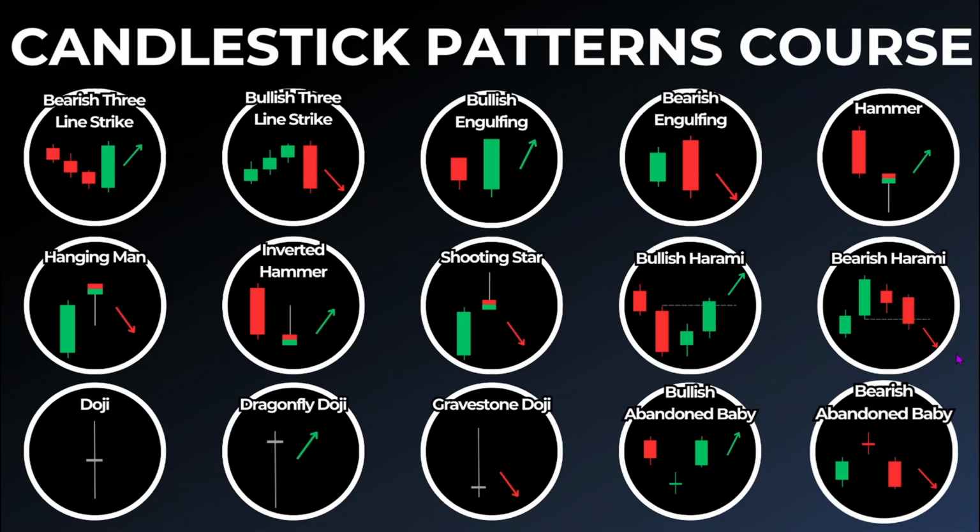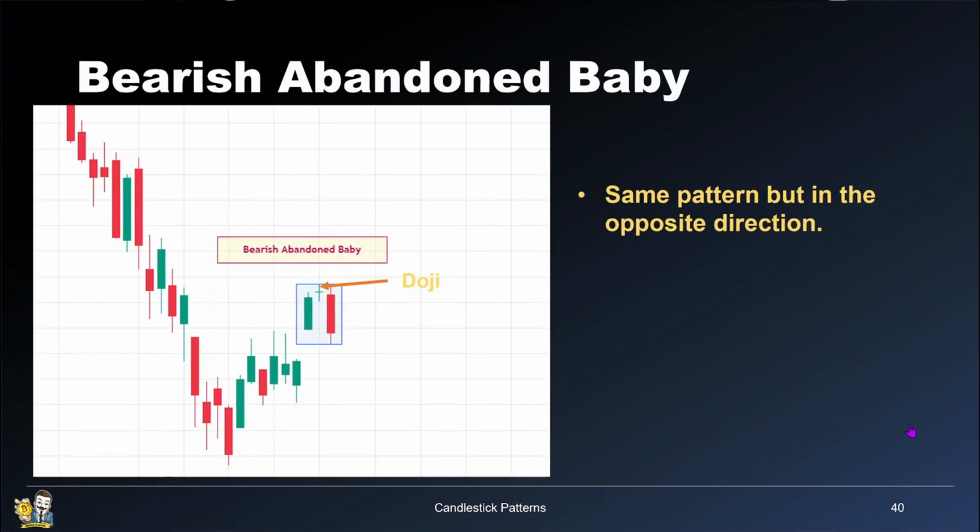About the bearish abandoned baby. You can imagine that this is the exact same pattern but in the opposite direction. In fact, we have a bullish candle, then a Doji, followed by a bearish candle, and a gap is surrounding the Doji. This pattern is a bearish signal.